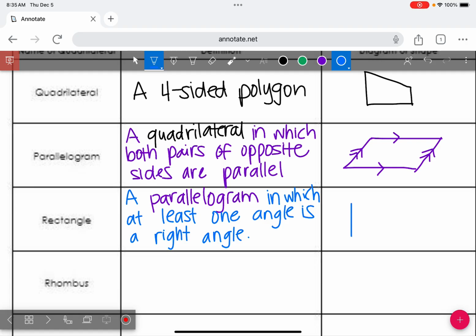So when I draw my diagram, I'll start with what I know to be a rectangle. Since it's a parallelogram, it is going to have the same properties as what we had before. So we'll have two pairs of sides that are parallel. In a rectangle, I know that there is at least one right angle, so I'm going to add a right angle into my diagram. And I also know that the opposite sides are going to be congruent.